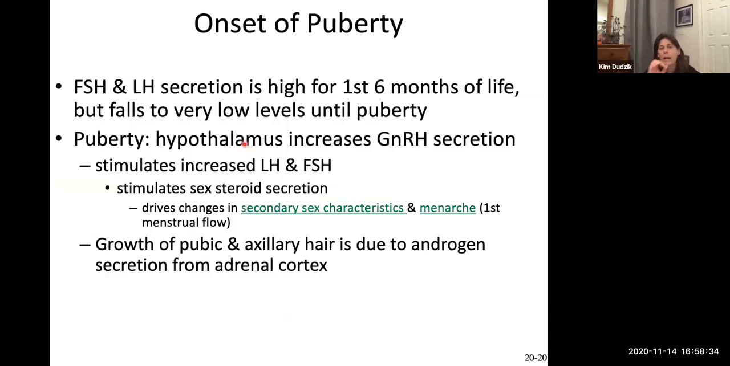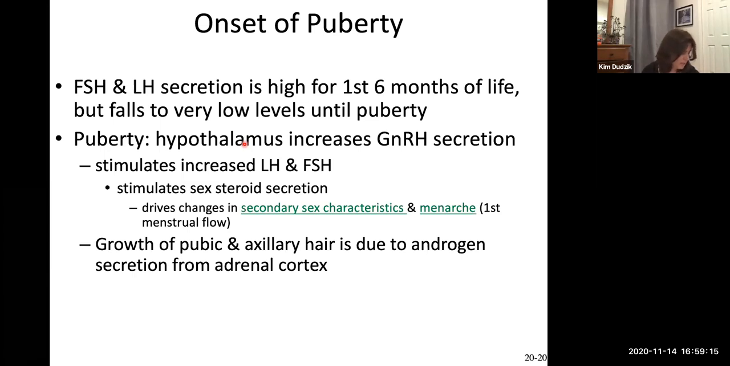Okay. All right. So when does all this start? It starts at the onset of puberty. And so why does puberty get going? Well, before puberty starts, there's really high secretion of FSH and LH for the first 6 months of life. That helps stimulate testosterone and helps the baby develop into the male. There's a high amount of testosterone before birth, and it continues in the first 6 months of life, still helping to masculinize the tissues. But then it falls really low until puberty.